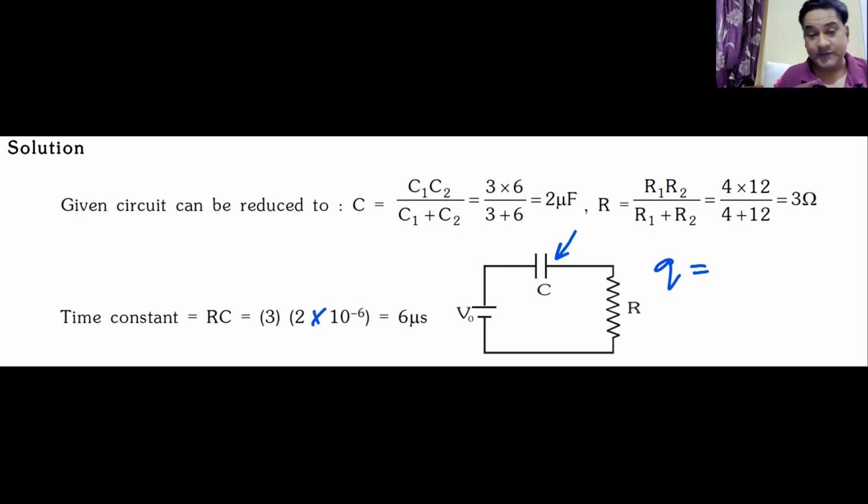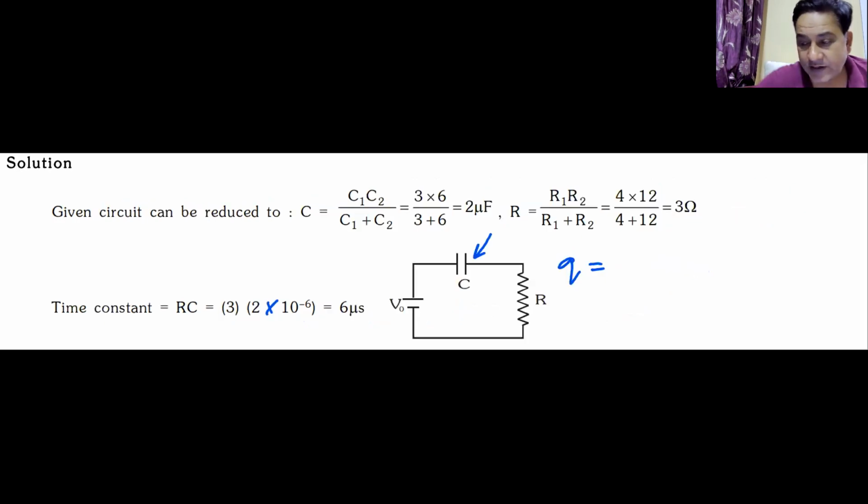Charge on the capacitor as a function of time, that is what I am asking here. I'll give you 2 minutes to do this. Don't worry, I'll do this. So how are we supposed to do this? It's simple.